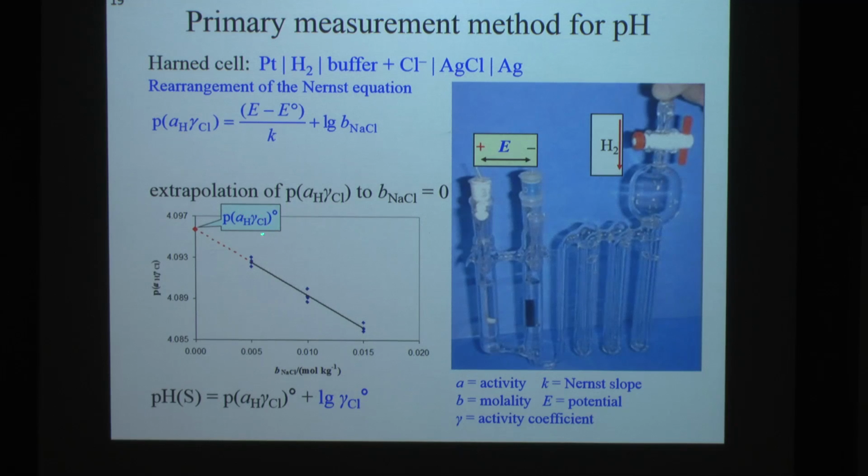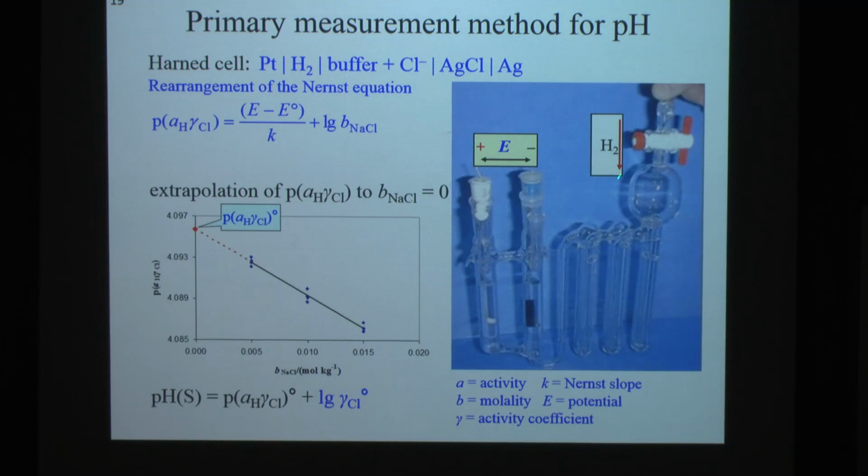If you then know the activity coefficient of chloride at trace chloride, essentially at 0 added chloride, in the presence of the buffer, then, using the algebra of logarithms, you have minus log of this product plus the log of this product, which gives you minus log of activity of hydrogen, which is the definition of pH. And this is the typical Harned cell that is used here, used at NIST.